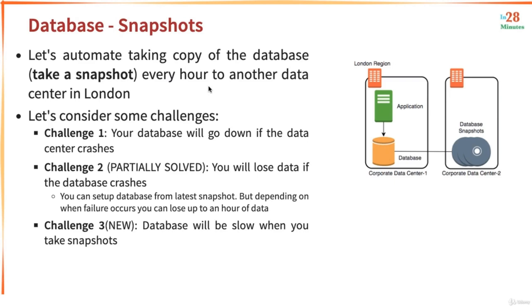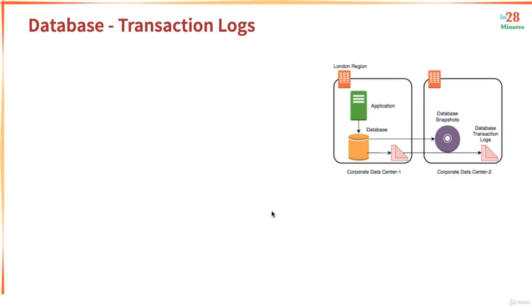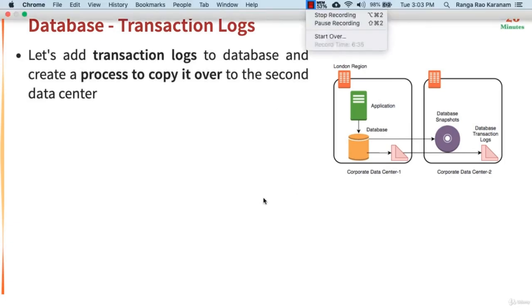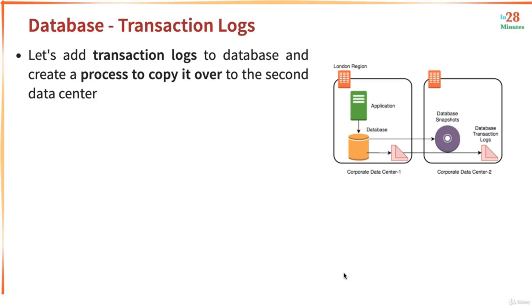Think. Let's first focus on challenge 2. So how can we fix challenge 2 first? We can lose up to an hour worth of data. What can we do to solve that? Think, and we add in transaction logs. You say we can add transaction logs to the database. Transaction logs are nothing but what are the changes that happened to database since the time the last database snapshot has happened. What we are doing is we are enabling transaction logs on our database, and we are having a process to copy them over to the corporate data center.